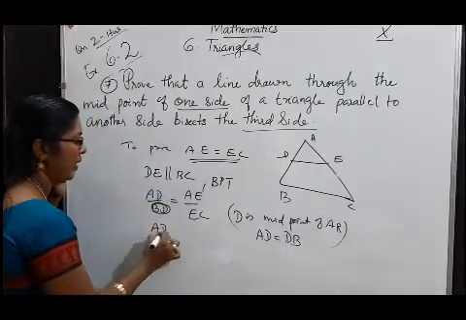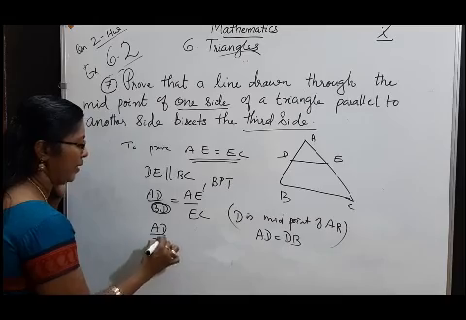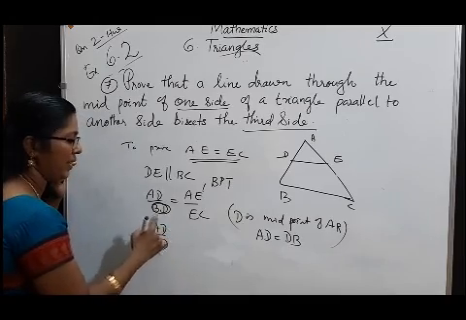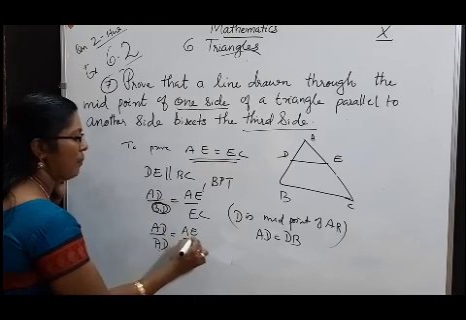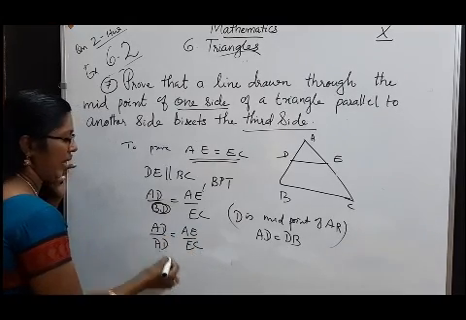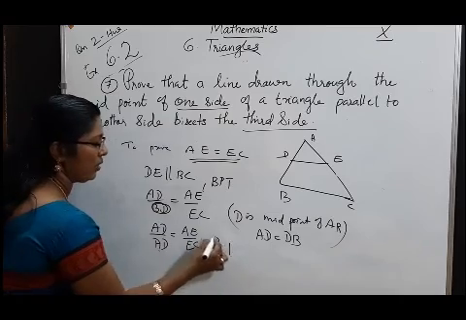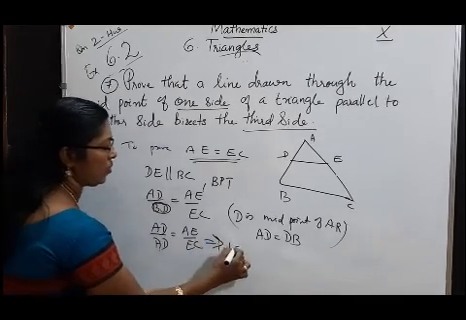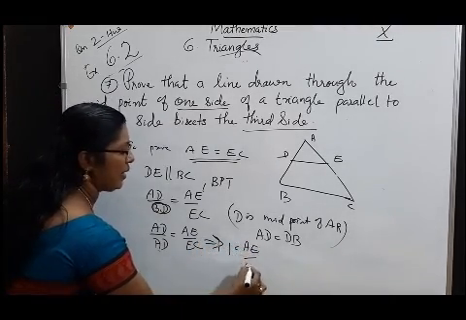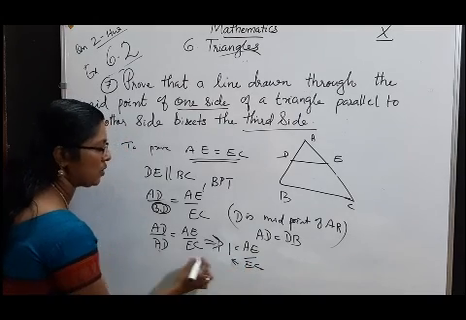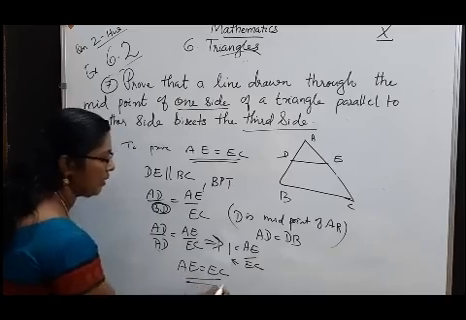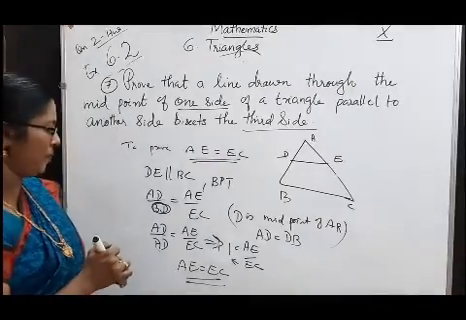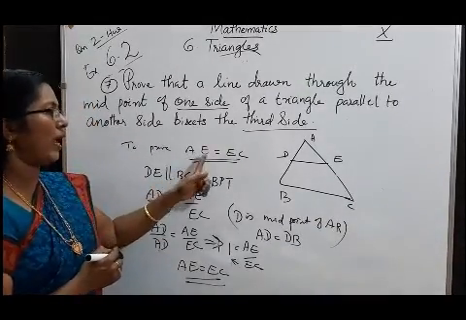So instead of BD, we put AD. AD by AD is 1, so 1 equal AE by EC. By transposing, we can write AE equal EC. Hence proved.